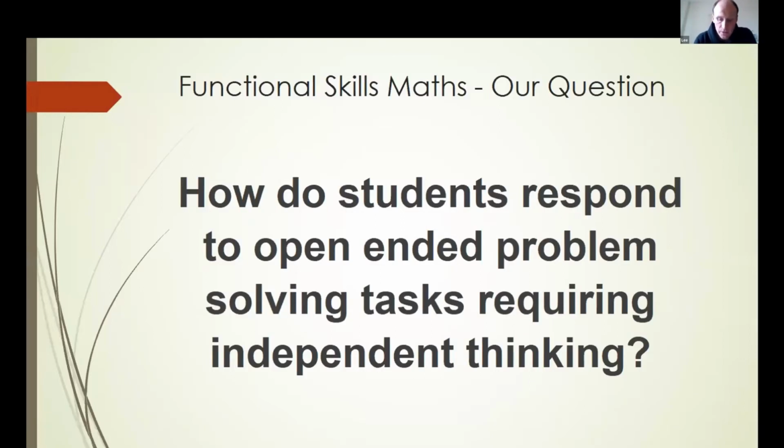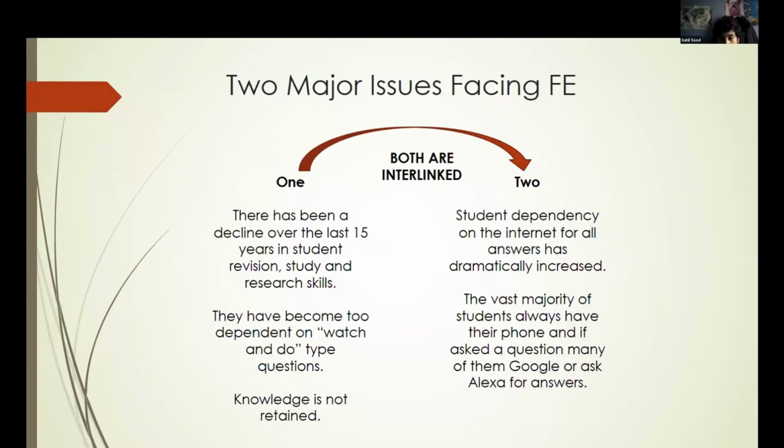So we decided to target, next slide, John, please. Thank you. We decided to target two major issues which we feel FE is facing, and we'll probably all have these issues with our students. Certainly over the last 15 years since the demise of the Key Skills portfolio, students' revision, study and research skills have declined. They simply struggle with those skills now. They've become too dependent on questions, and they do not retain the knowledge anymore, quite simply because they don't need it on their phone.